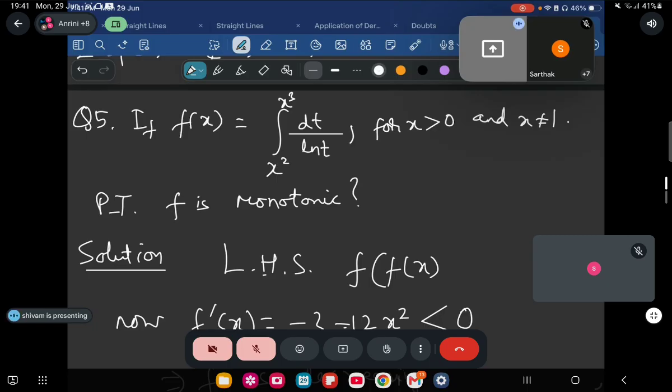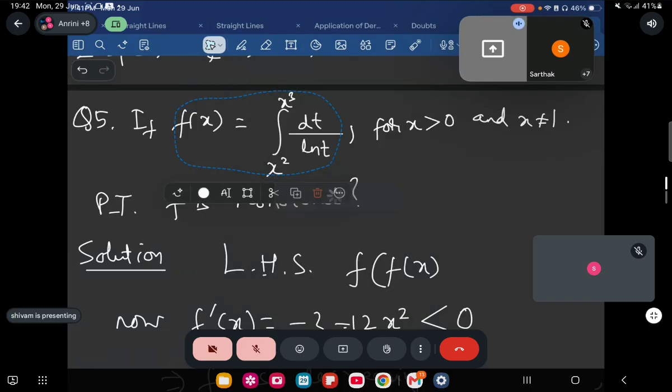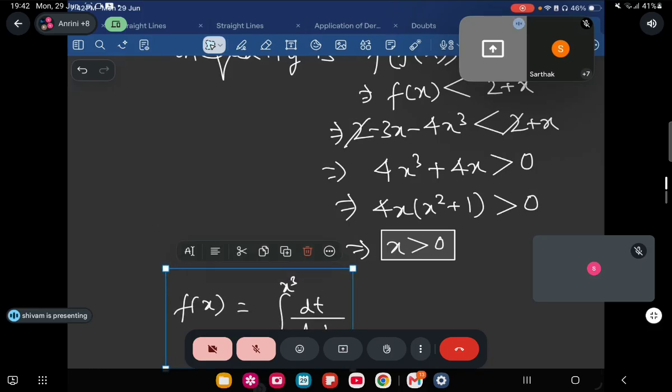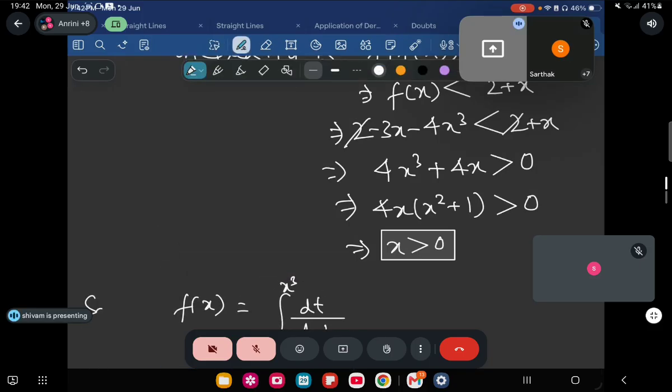So let me solve, everyone. So what do we need to use for differentiating? We have to find out f dash x, right? What do we need to use? While differentiating, we need to use Newton-Leibniz. Right, tell me. Are you people getting?